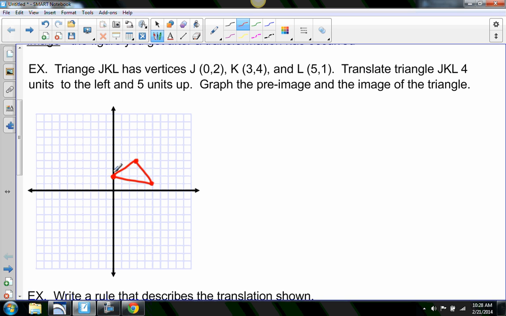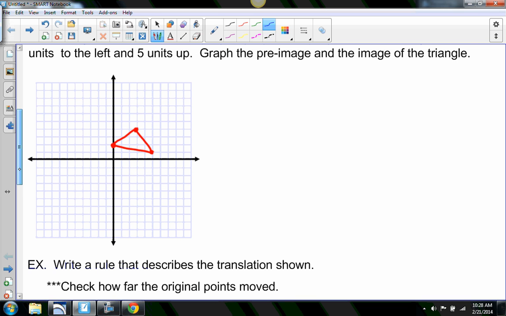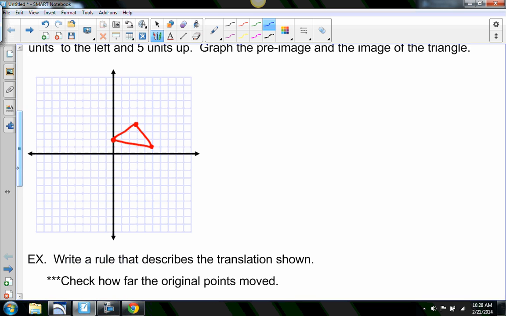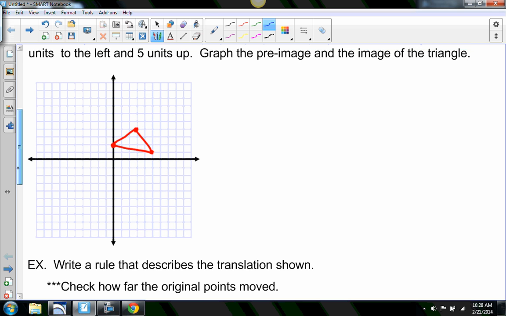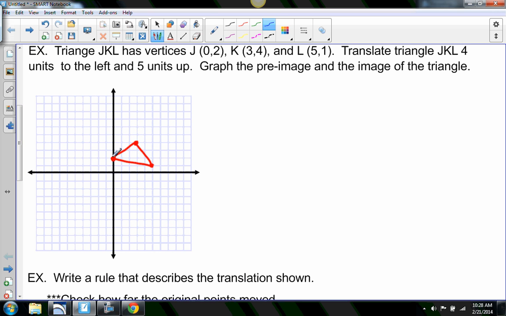Then it says translate it. So I need to move it. I'm going to translate it 4 units to the left and 5 units up. The easiest way to do it is to just take each point one at a time and move it. So take this point from where it's at and move it 1, 2, 3, 4 to the left and 1, 2, 3, 4, 5 up.